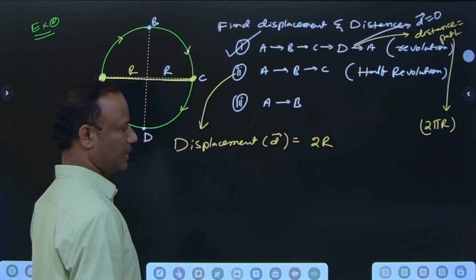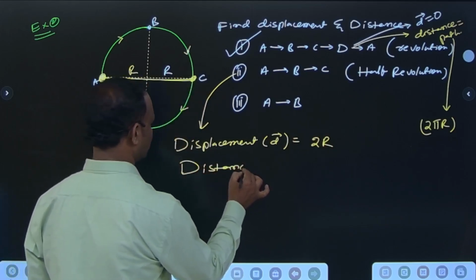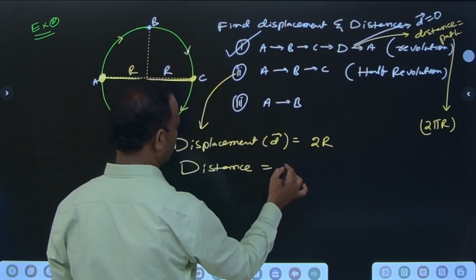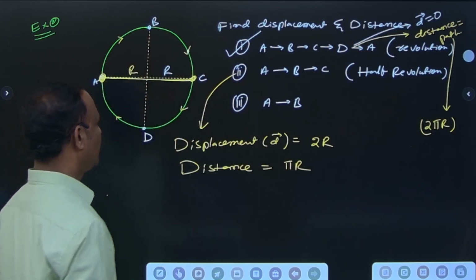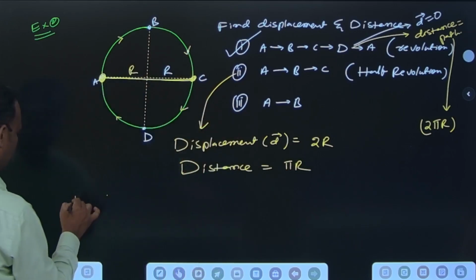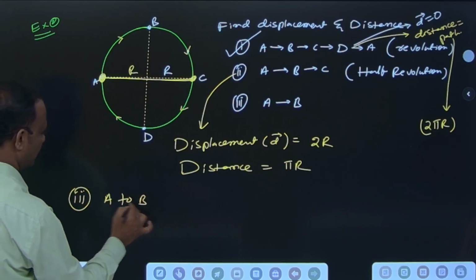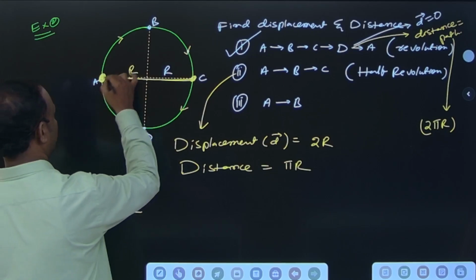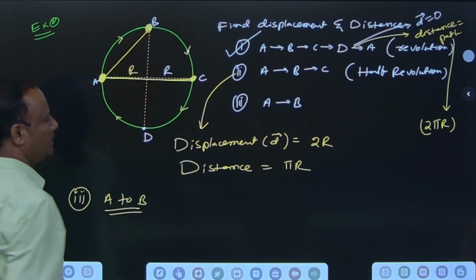the displacement is 2r. Okay. And what is the distance? Distance is equals to half of that circumference from A to C. It's pi r. And next one, for the third one, from A to B. So where is A? This is the initial point. Where is the final point? B. What is the line joining A to B?